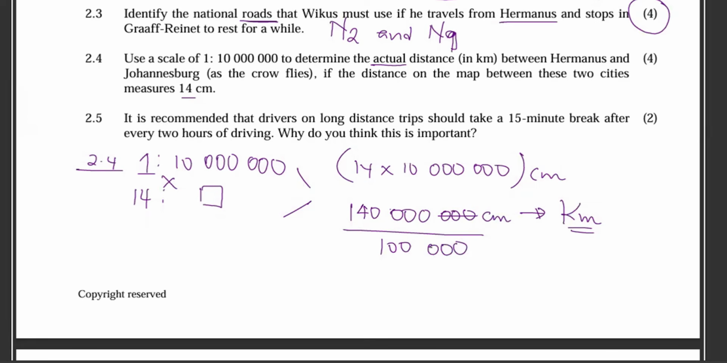So these 3 zeros will go with that. These 2 zeros will go with these 2. So what do you remain with? You're remaining with 1400. That's the answer. That is the answer for question number 2.4.